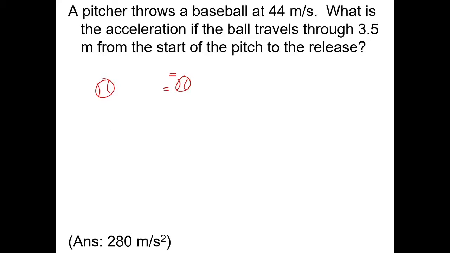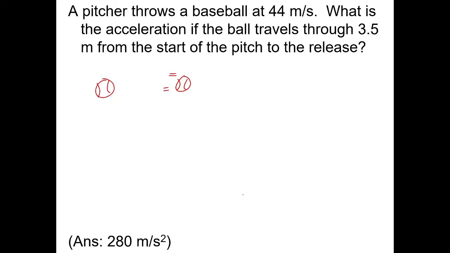Now, we're not going to do the Hot Wheels car today, obviously, because we're not together. But let's take a look at one or two more here. So a pitcher throws a baseball at 44 meters per second. And we're asked, what's the acceleration if it travels through 3.5 meters from the start of the pitch to the release? So obviously the pitcher's arms aren't 3.5 meters, but we've all seen that where they step back and then they step all the way through the pitch. So the ball's traveling quite a distance, and they're doing that to get the ball going really, really fast to throw to the batter.